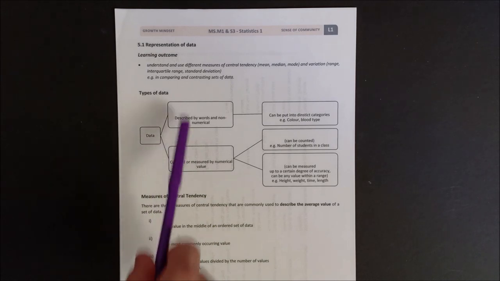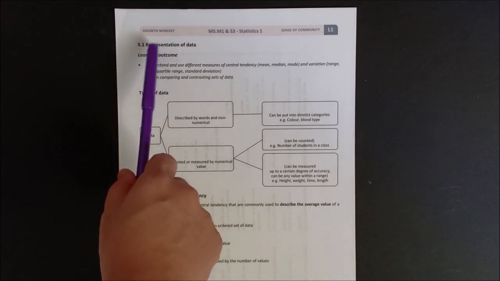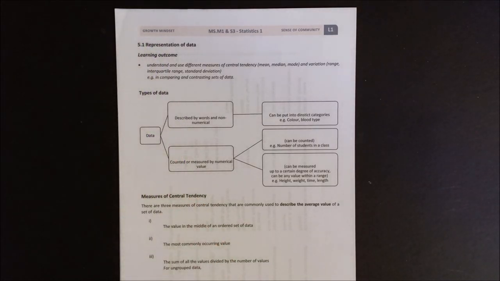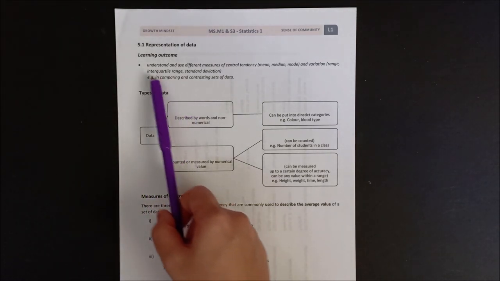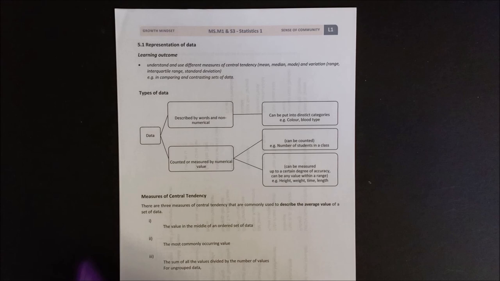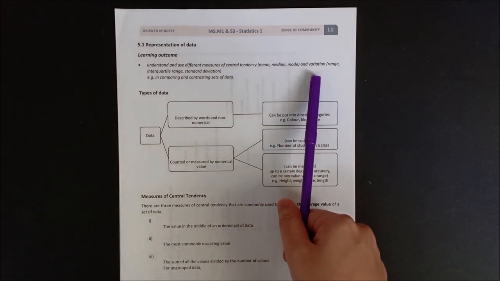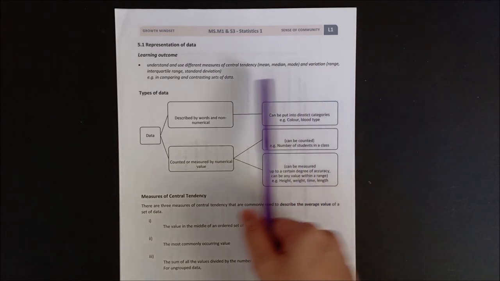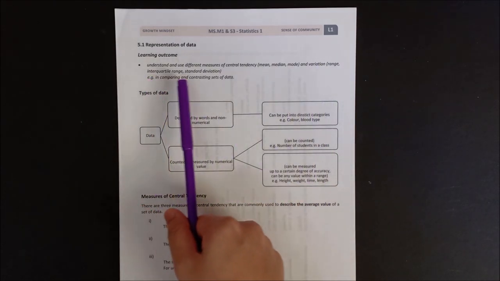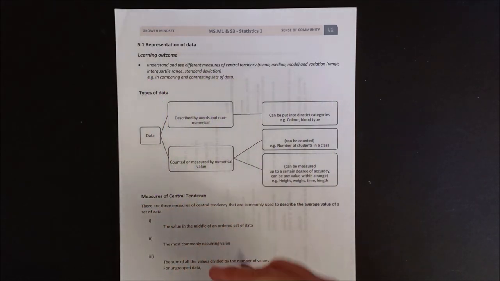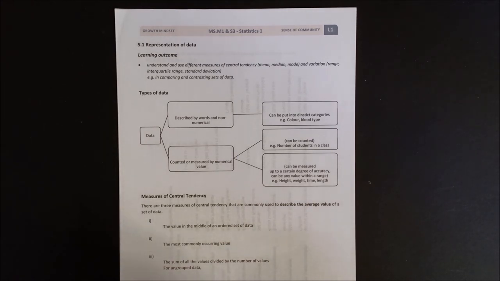So 5.1 means paper 5, topic 1, representation of data. Today we'll be focusing on only one learning outcome, which is to understand and use different measures of central tendency, which are mean, median, and mode, and variation, which are range, interquartile range, and standard deviation, and we need to do some comparison for sets of data.